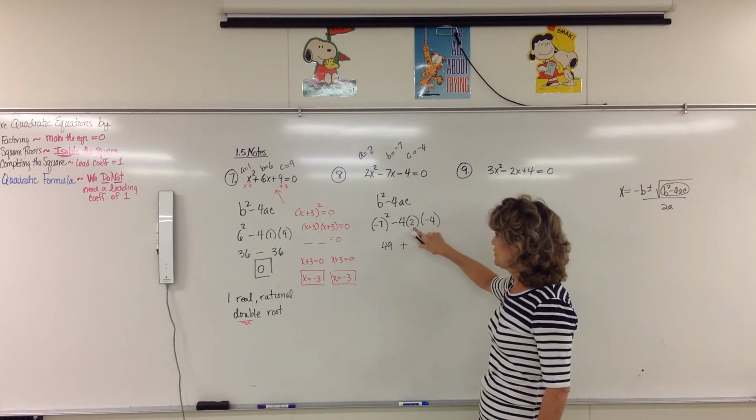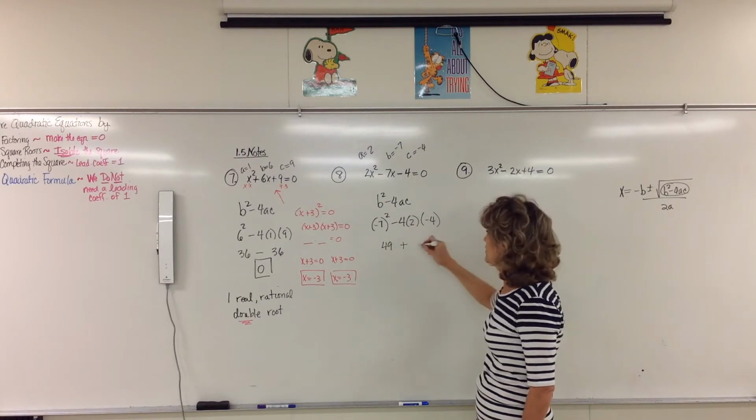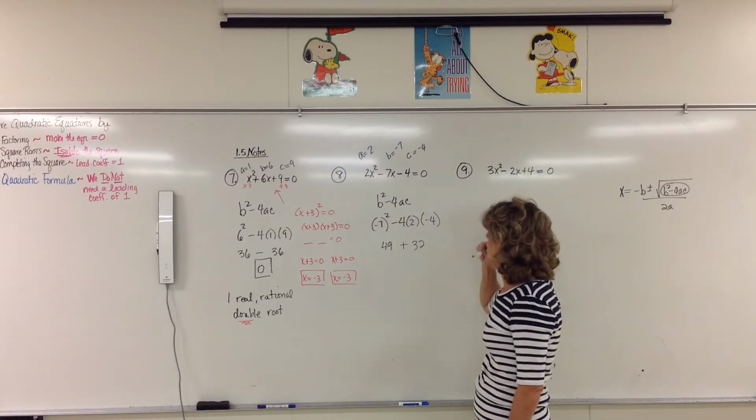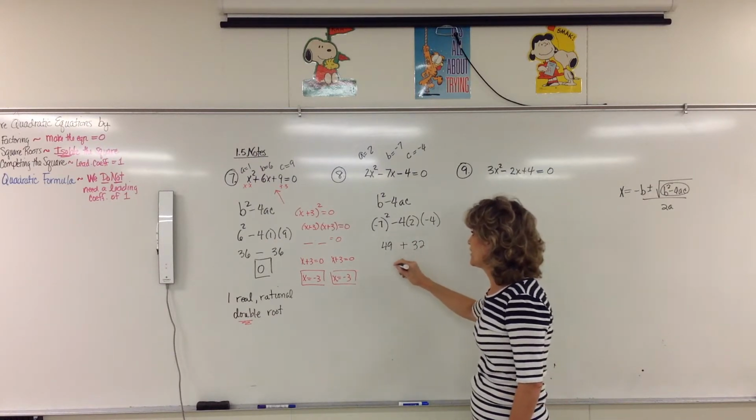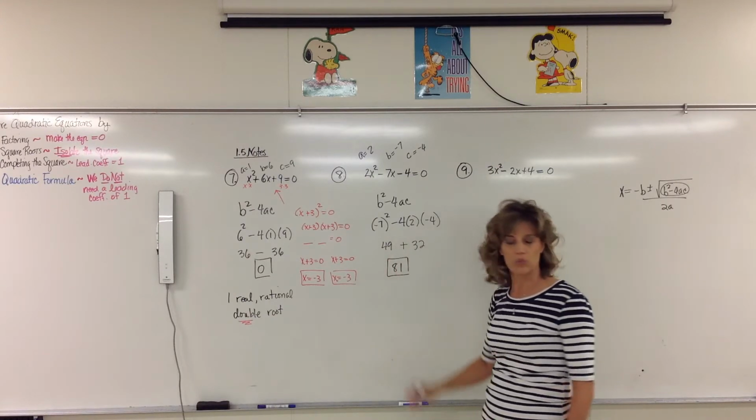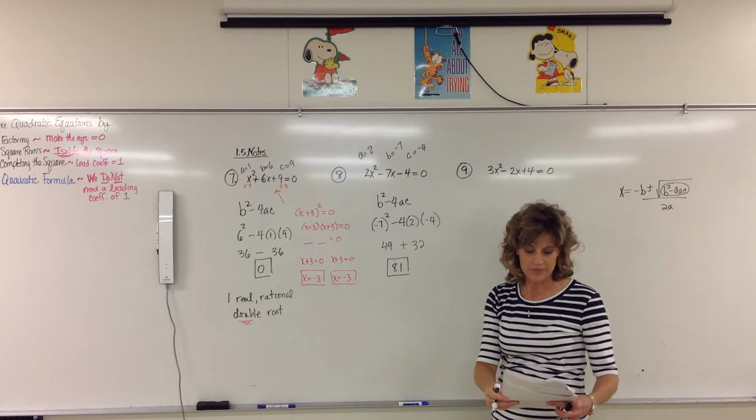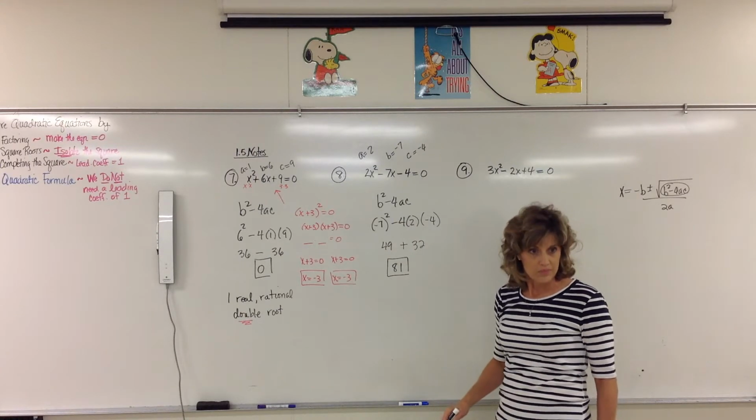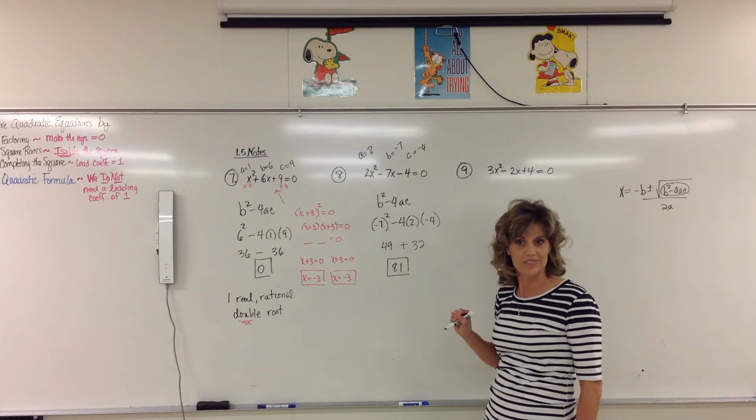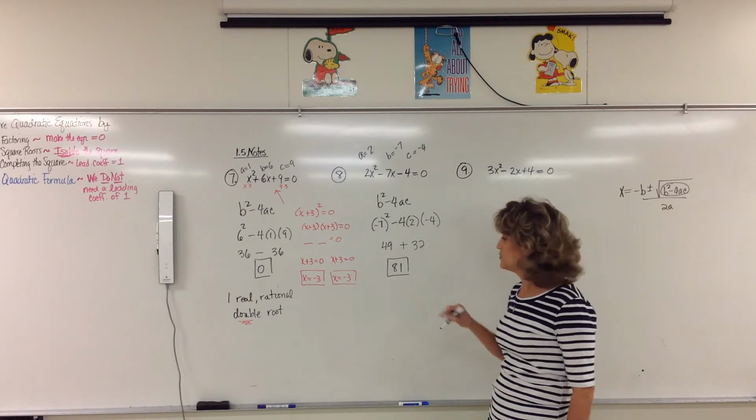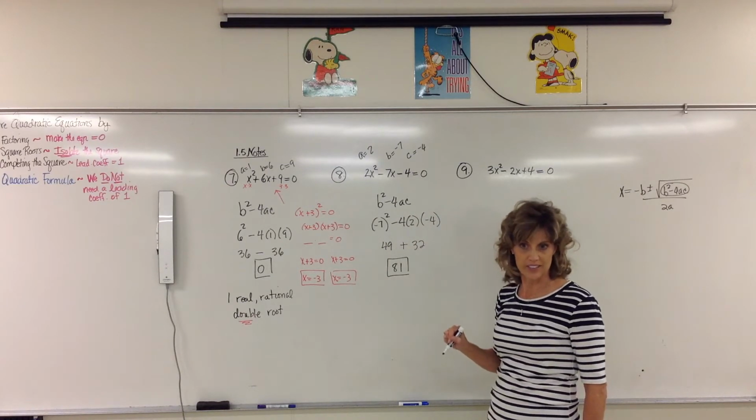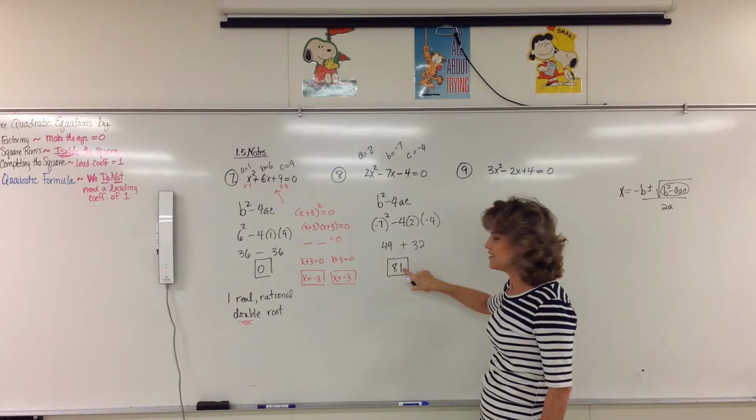4 times 2 is 8. 8 times 4 is 32. So 49 plus 32, we end up with 81. So the discriminant is 81. What do you notice that's special about 81? It's a perfect square, so that when you take the square root of 81, it's 9. So this problem, if you use the quadratic formula, it's not going to have any radicals left in it. Because this is positive, it won't have any i's.